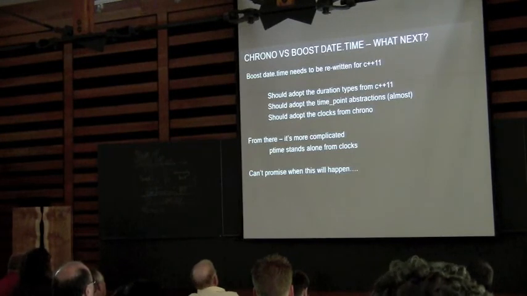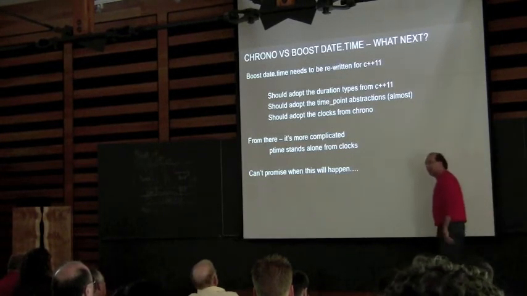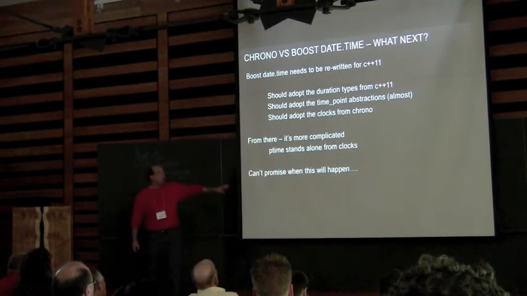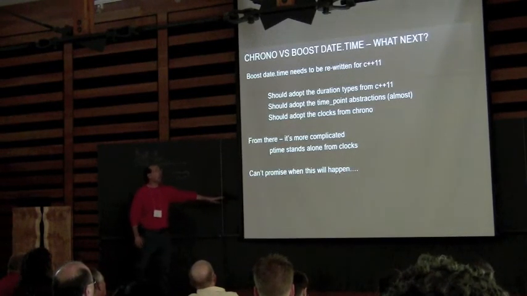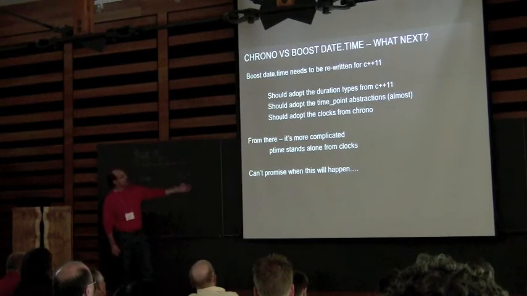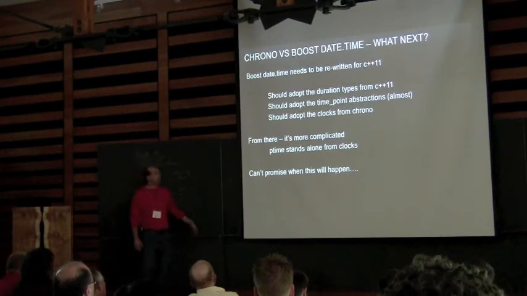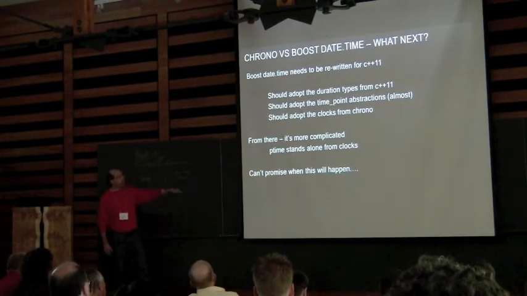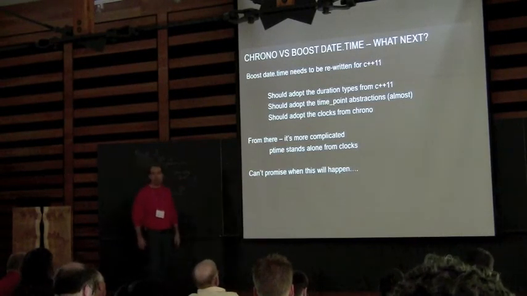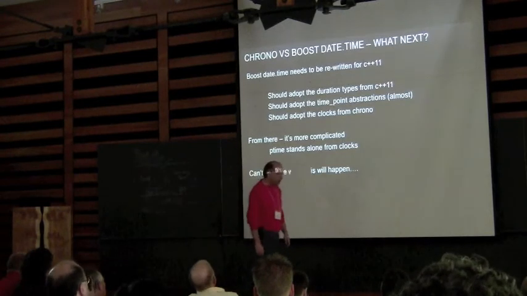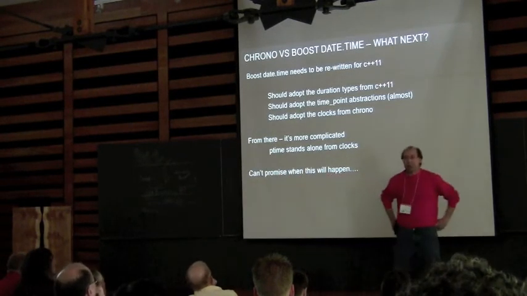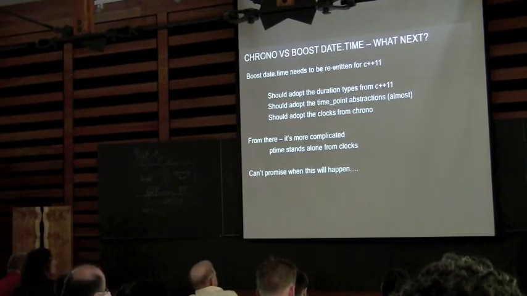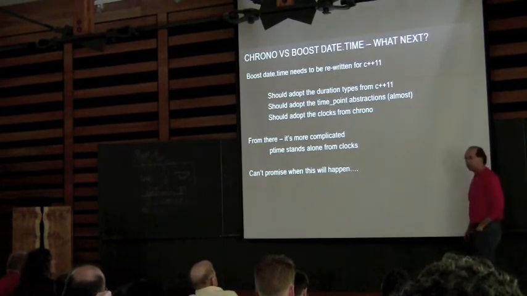This question hasn't come up yet, but I'm sure it will. What about boost date time? Since a lot of the concepts you're seeing here came from boost date time, what should happen to boost date time now that we have chrono and now that we're moving forward? Well, there's a few obvious things. One is date time should just adopt the duration types because they're awesome. In fact, I think there's almost nothing that prevents them from working in earlier versions of C++. In fact, I think they do work in earlier versions.